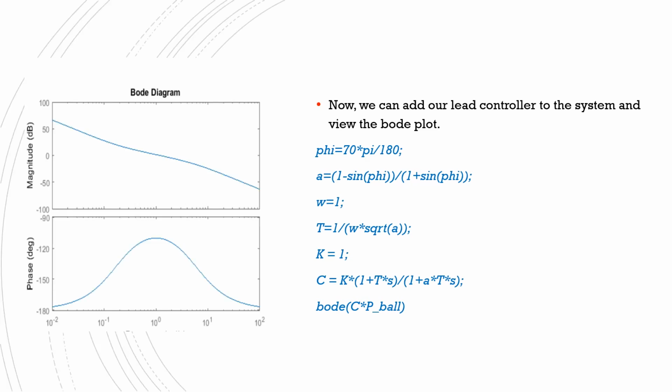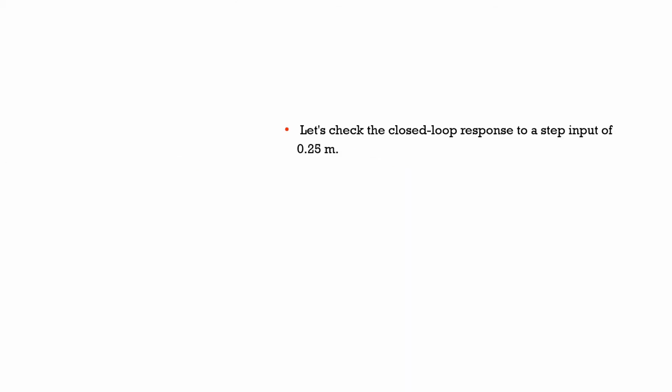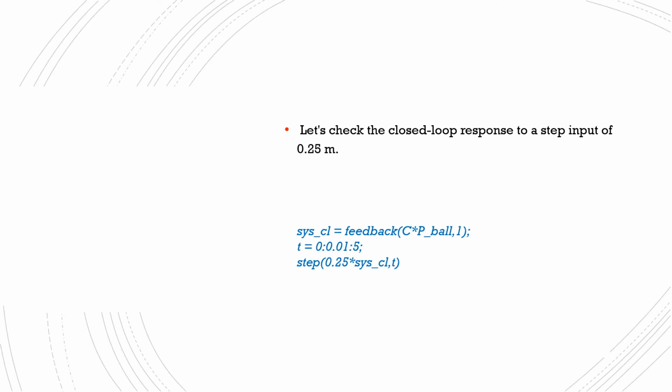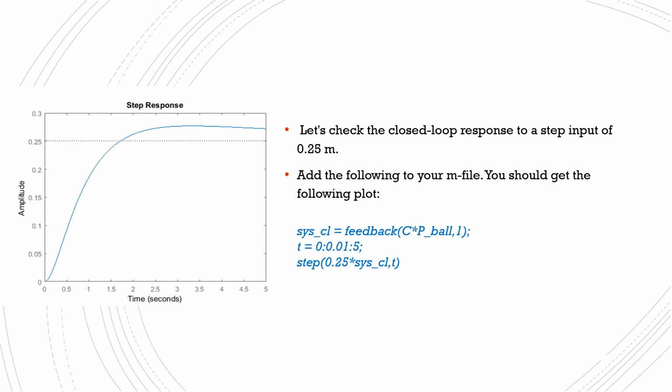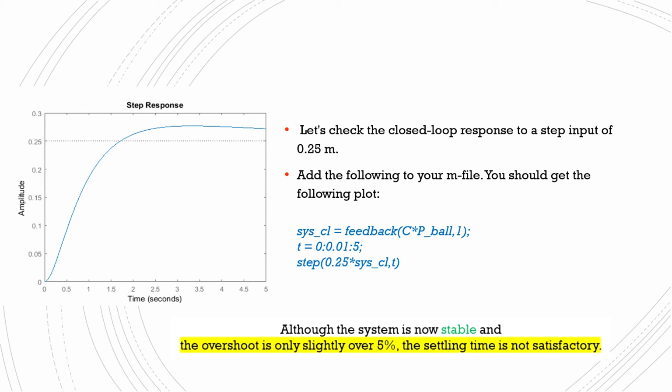This is the Bode diagram update. From this Bode diagram, we can see our phase margin is 70 degrees. Now we can check the closed loop response to a step input of 0.25. For that, we should add the following to our M file. We will get the following plot. Although the system is stable, our overshoot is slightly more than 5% and the settling time is not satisfactory.